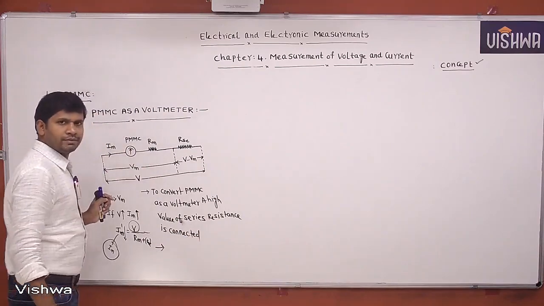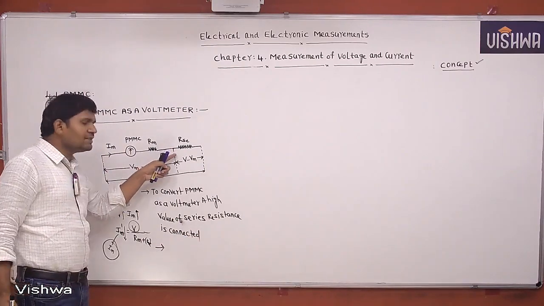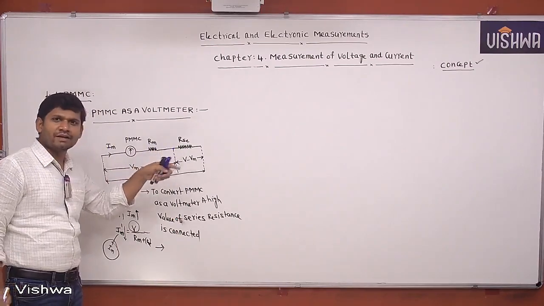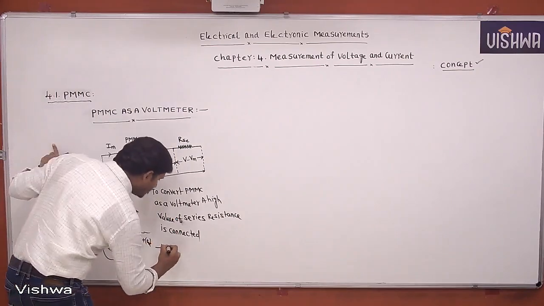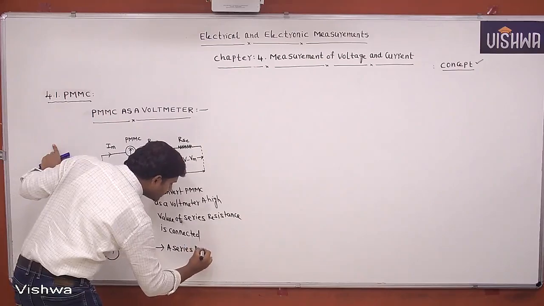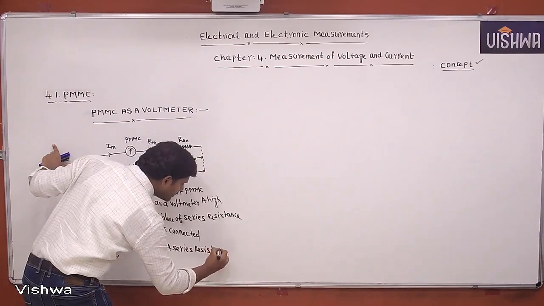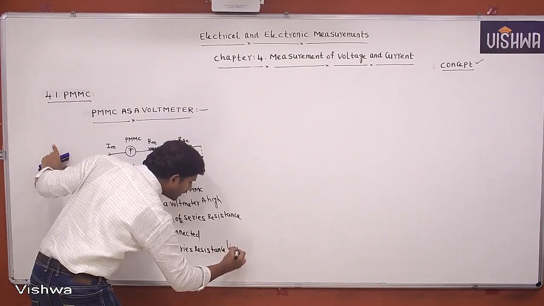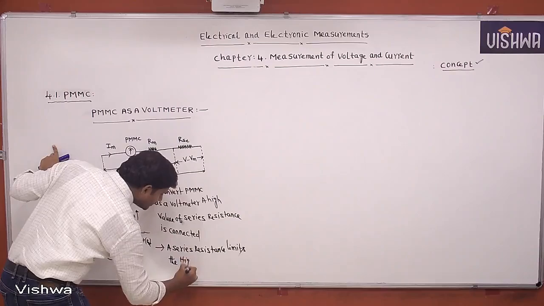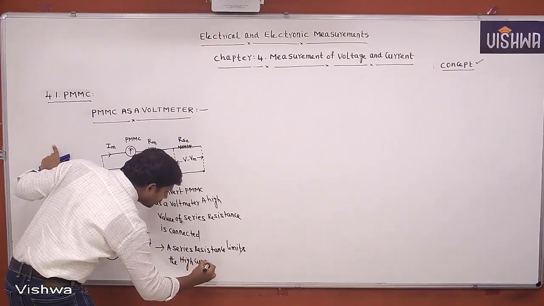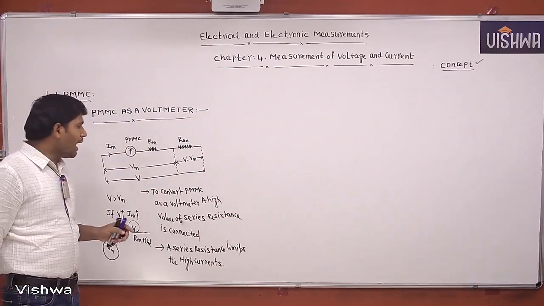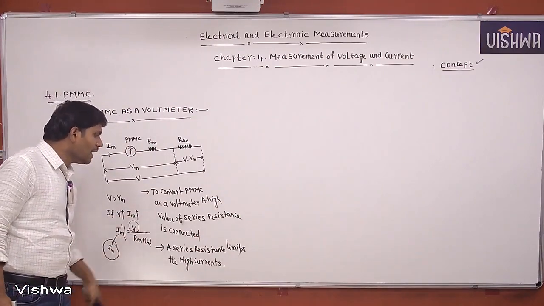One more point: does a series resistance bypass the high currents or limit the high current? It limits the high current. A high value of series resistance limits the high currents.